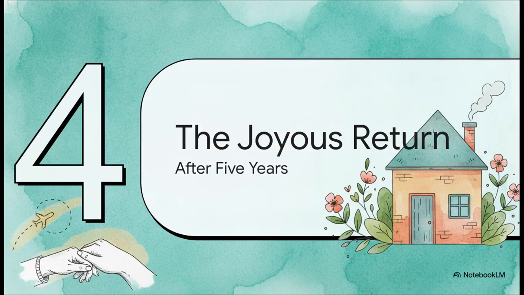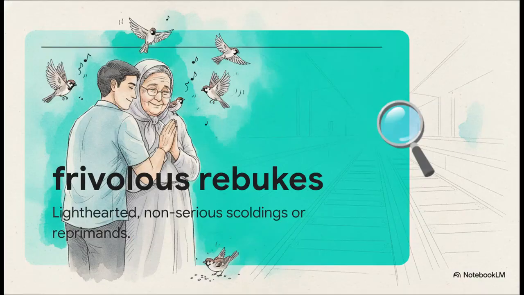Part 4. The Joyous Return. Happily, that railway station goodbye wasn't their last contact. When he returns after 5 years, his grandmother meets him at the station, looking, incredibly, not a day older. She clasped him in her arms, still reciting her prayers. But what's fascinating is, even on the day he arrived, her happiest moments weren't spent fussing over him. No, it was with her sparrows. She fed them longer that afternoon, giving them frivolous rebukes, those light-hearted, playful little scoldings as they fluttered around her.